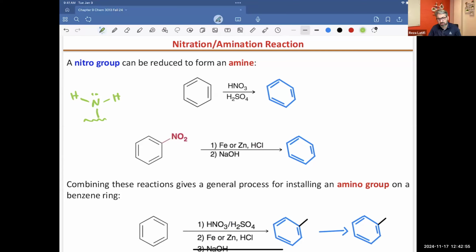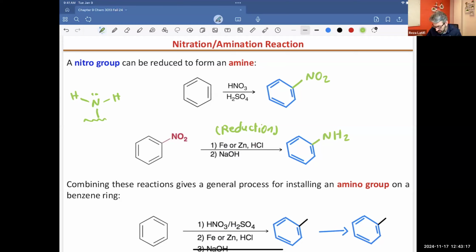First step, I'm going to put NO2 on the ring, and that's not hard to do. Just simply treat the benzene ring with nitric acid and sulfuric acid. Now that we have NO2, we can reduce this one. So the next step will be a reduction process, and that reduction process is going to take NO2 and turn it into NH2.